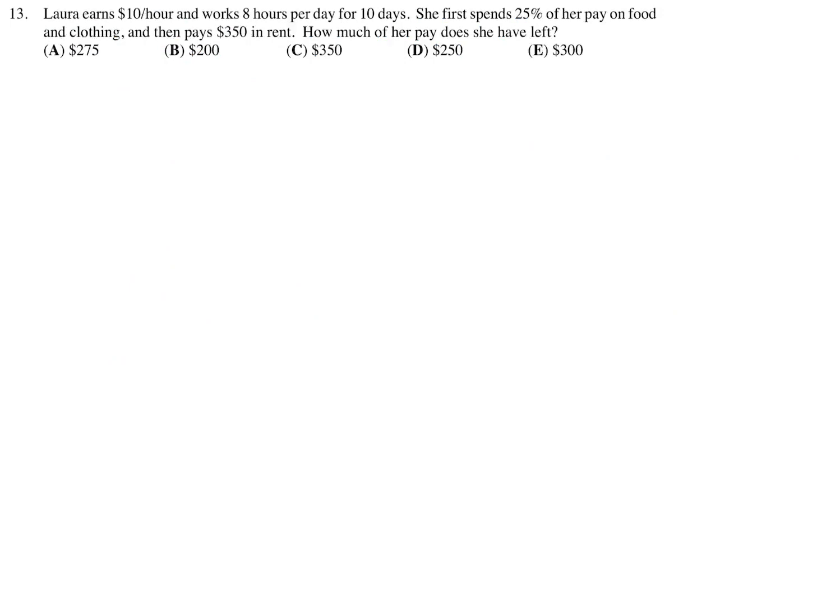Laura earns $10 an hour and works 8 hours a day for 10 days. She spends the first 25% of her pay on food and clothing and then pays $350 in rent. How much of her pay does she have left? So $10 an hour, and she works for 8 hours. So that means she has $80. But that's in one day. She works for 10 days. So multiply by 10, you have a total of $800.